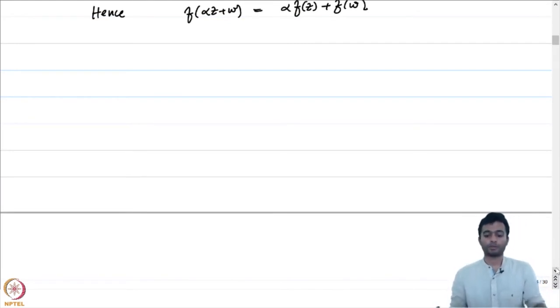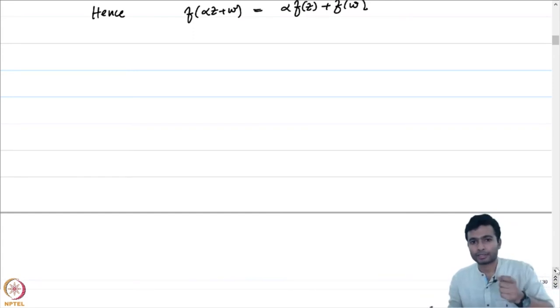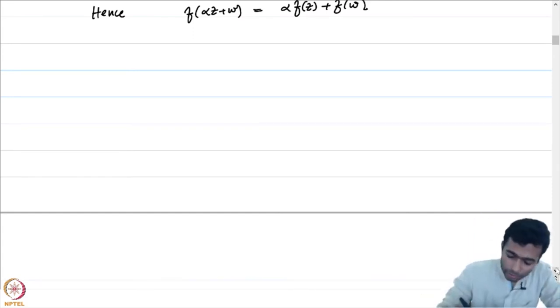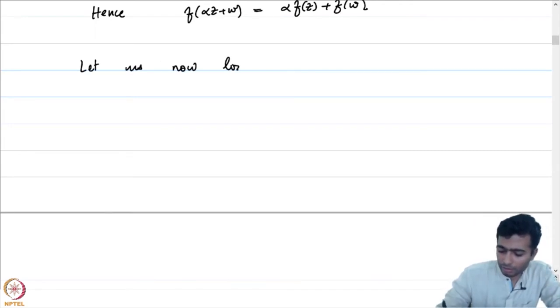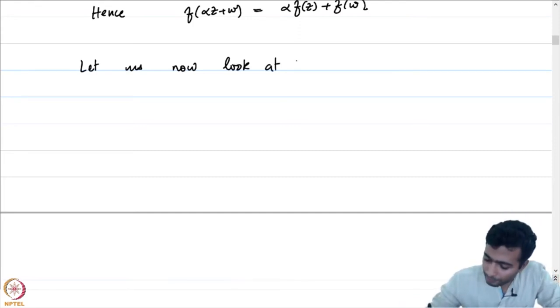To explore? So we now know that f is a linear transformation, which is an isometry, which many times I will call a linear isometry. Any linear transformation can be described by how it acts on a basis. So let's now look at how f acts on a basis.